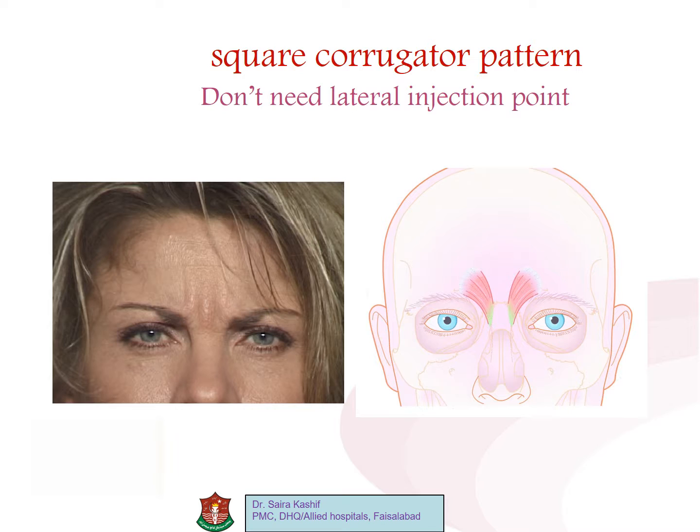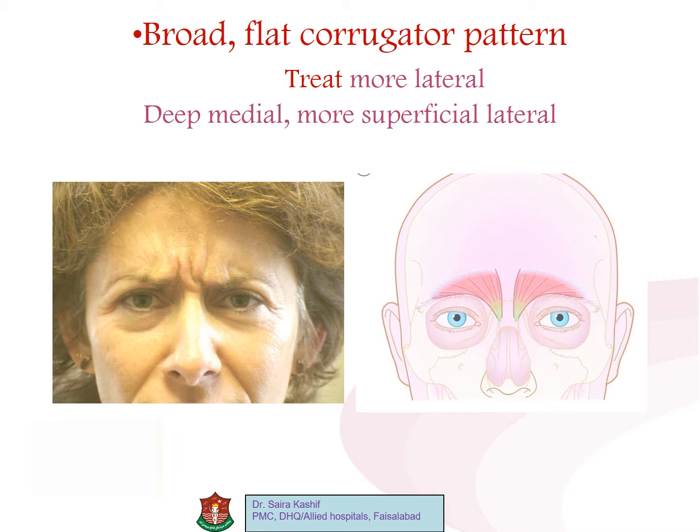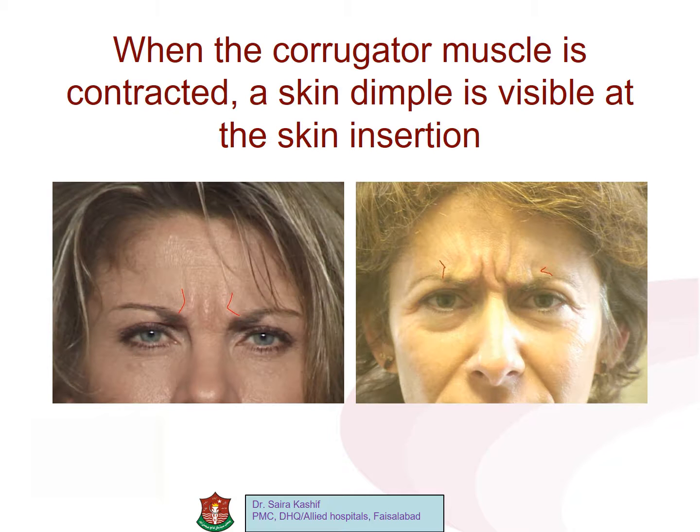In this patient, here is the point of insertion of the corrugator, so you don't need a lateral injection. While in this patient, it is broad and thin, extending up to here, so a more lateral injection may be required. Muscle in contraction: short and squared, and broad and thin.